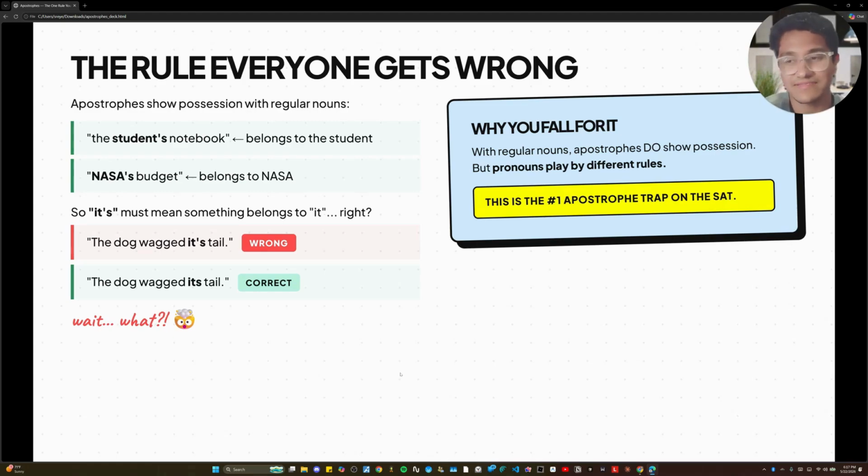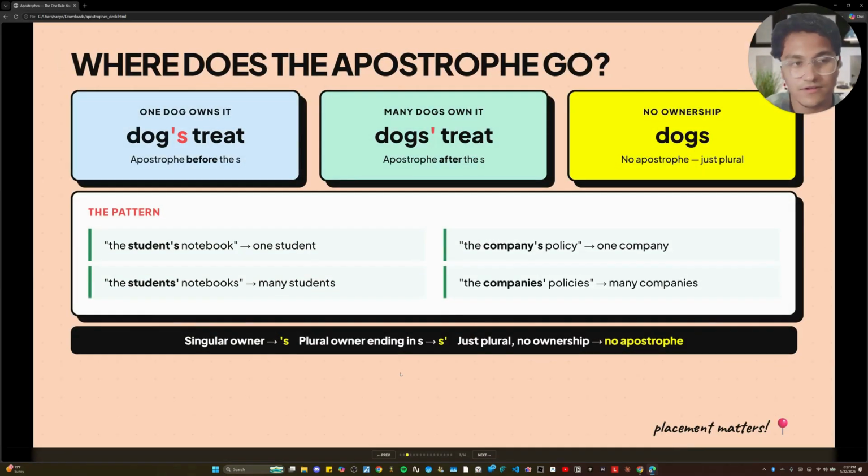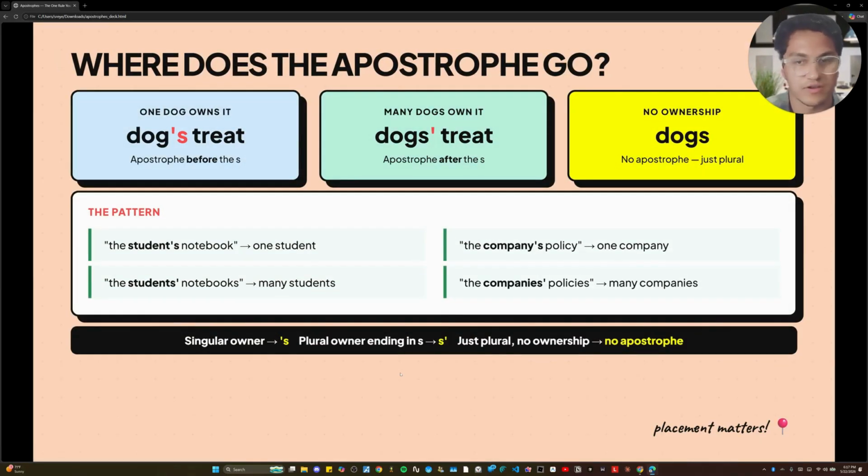So many people tend to get this wrong since regular nouns like student and NASA use the apostrophe to show possession, but pronouns in this case play by slightly different rules. And this is probably the biggest trap on the SAT. So let's take a look at some quick, easy examples of where the apostrophe goes.